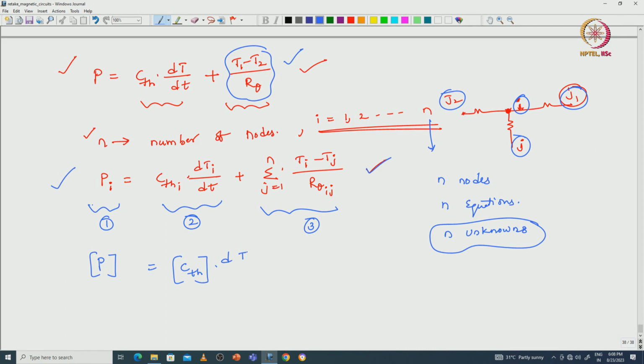The power loss matrix is equal to the Cth matrix into the change in temperature matrix divided by dt, plus 1 by thermal resistance, which I am representing with the conductance matrix G, into the temperature matrix. This is the matrix form of the equation. This is equation number 3, equation number 1, and this is equation number 2. Here this is the power loss matrix, this is the capacitance matrix, this is the thermal conductance matrix and the temperature matrix. Consider any electrical machine with n number of thermal nodes in the thermal network, then equation 3 we will utilize to solve the temperature at various parts of the machine.